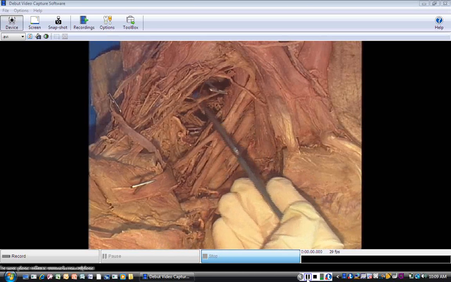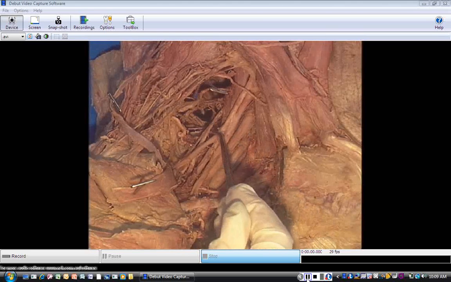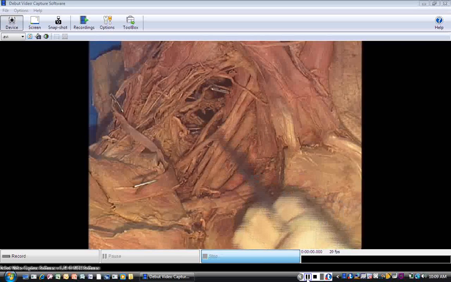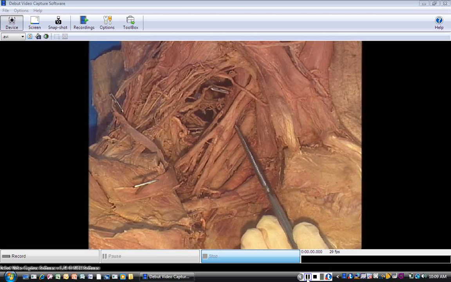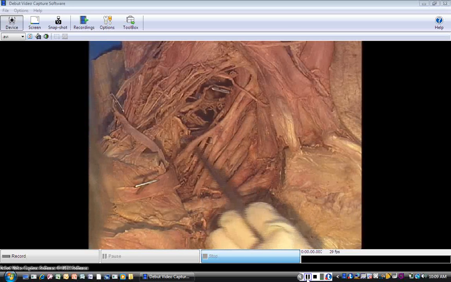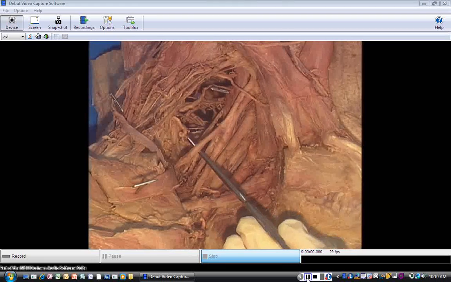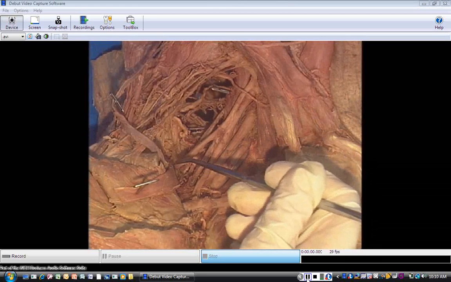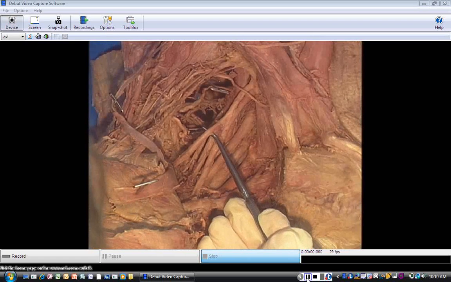Dorsal scapular is primarily C5. It can have some contribution from C4. So dorsal scapular, long thoracic. Here's suprascapular nerve, and that's coming off the upper trunk of the brachial plexus. There's the upper trunk of the brachial plexus formed by C5 and C6. So there's suprascapular nerve that contains contributions from C5 and C6, and it's going to head for the suprascapular notch and innervate the supraspinatus and the infraspinatus. So that's the suprascapular nerve.